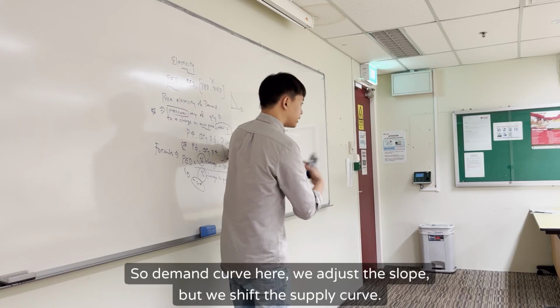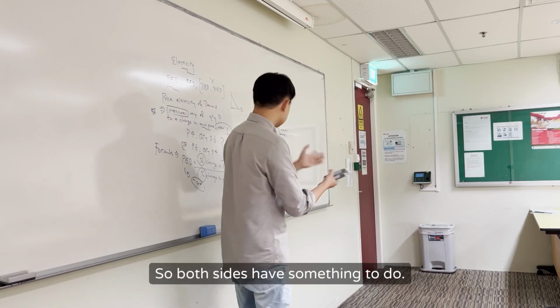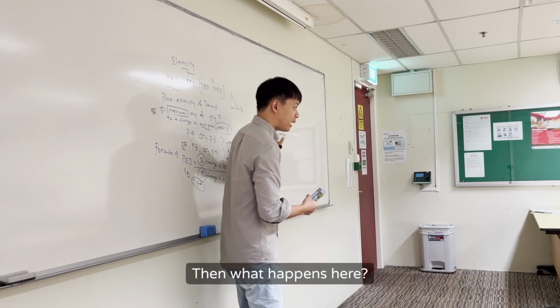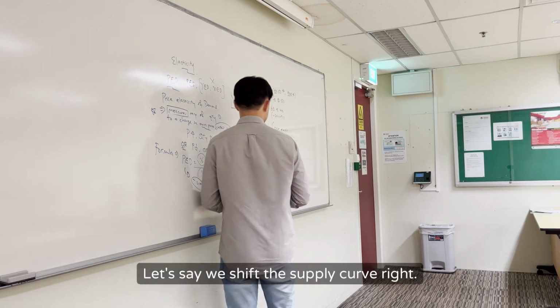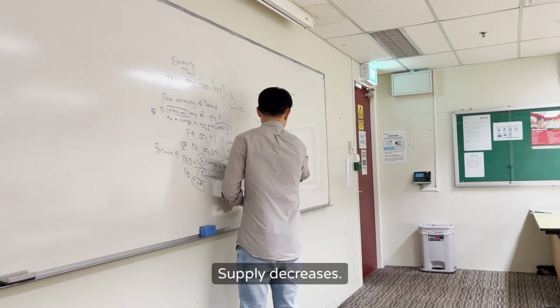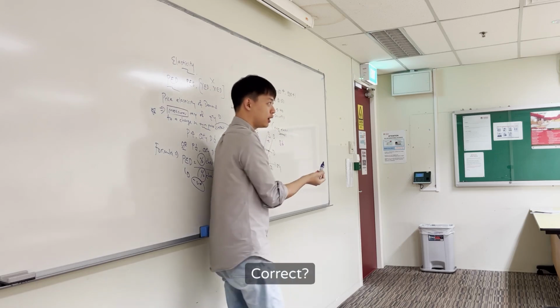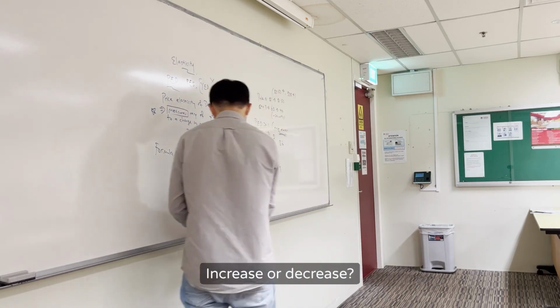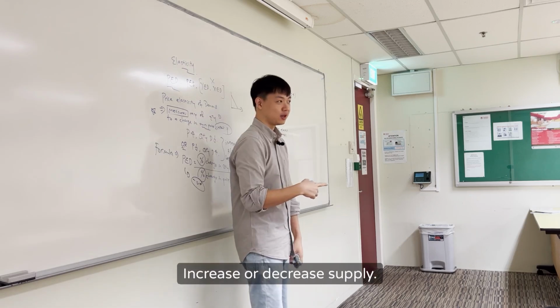But we shift the supply curve. So both sides have something to do. Okay, so demand curve, the slope is different. Supply curve, we shift. Then what happens here? Let's say we shift the supply curve right. Then supply increases. Increase or decrease? Supply increases.